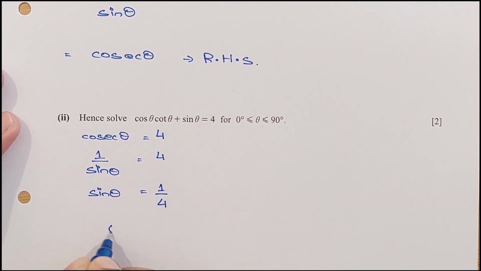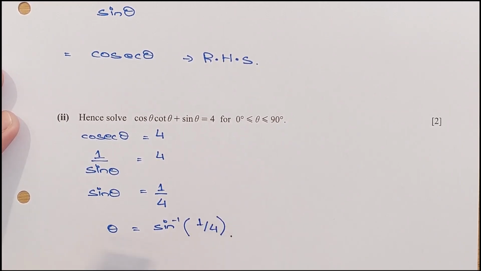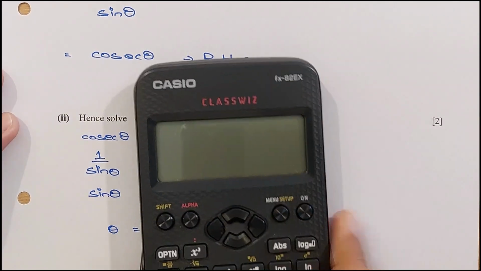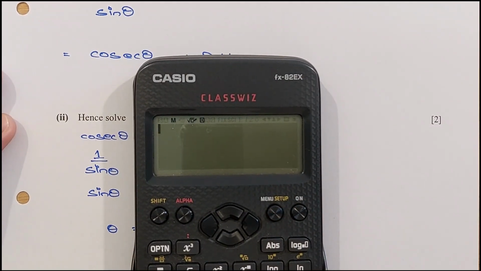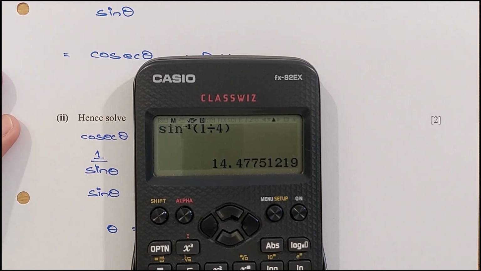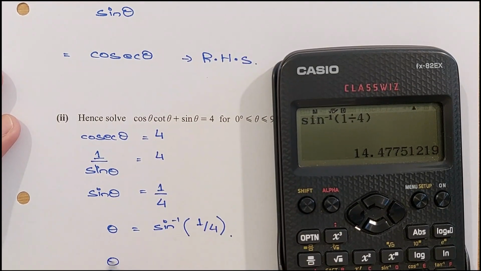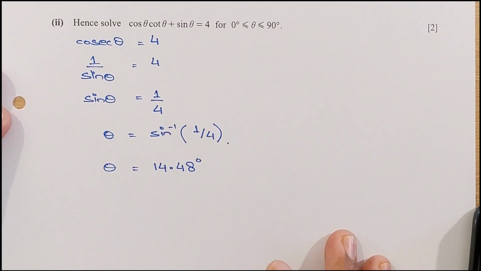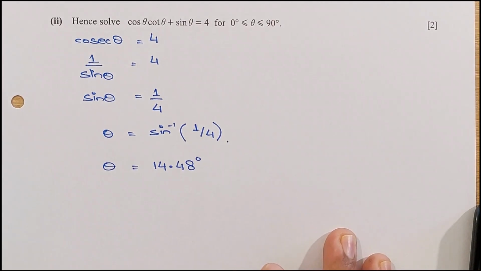Right. Now to solve for theta, we have to do sine inverse of 1 by 4, and it is in degrees. Right. So my calculator is already in degrees. Sine inverse 1 divided by 4. This is 14.47 or 48, we can say. So theta equals 14.48 degrees.